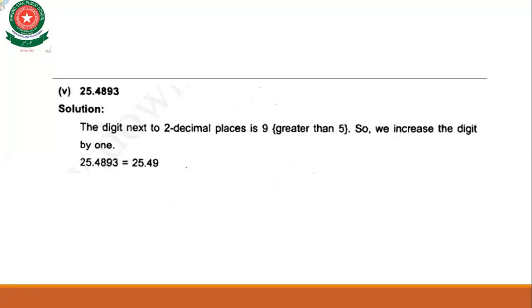And the last part of chapter 3 and today's topic is 25.4893. And the solution is the digit next to two decimal places is 9, which is greater than 5. So we increase the digit by 1 to make 25.493, which is equal to 25.49.